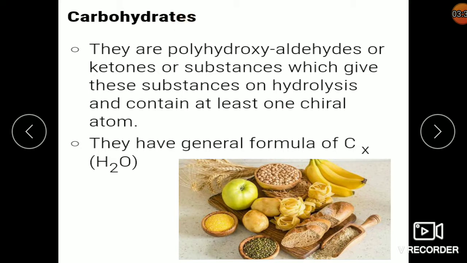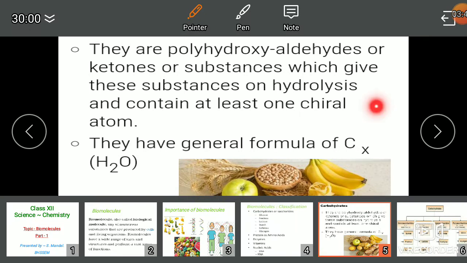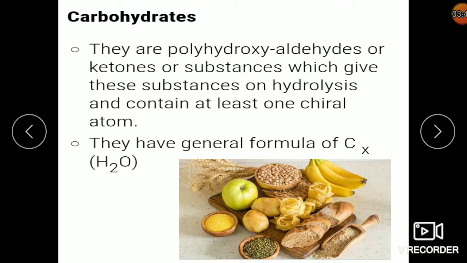Now, what is a carbohydrate? The definition of carbohydrate is that it is a polyhydroxy aldehyde or ketone, or a substance which gives these on hydrolysis, and contains at least one chiral atom. Here the chiral atom is a chiral carbon atom. So already you know what a chiral carbon atom is. Carbon has 4 valencies. If the 4 valencies are filled with different groups or atoms around it, then the carbon is termed a chiral atom. So carbohydrates are aldehydes or ketones with a number of OH groups.